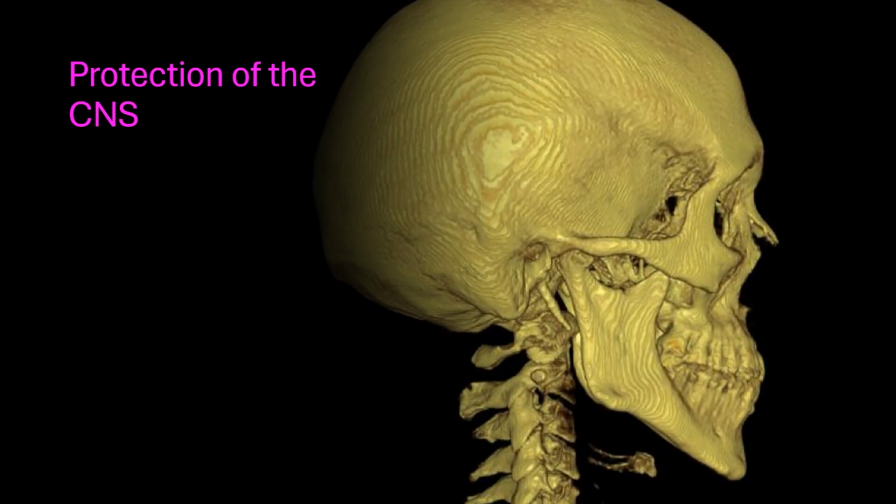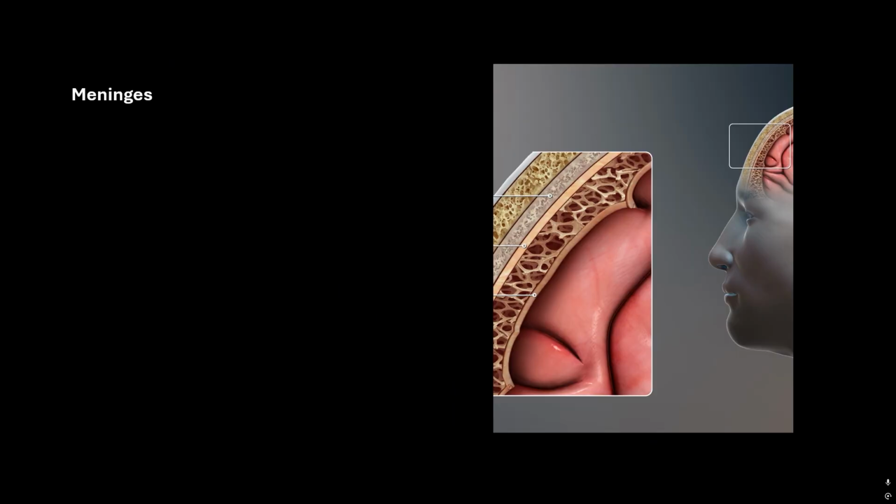So what protects the central nervous system? Well, we've got the skull, as we can see here on the screen, and our vertebrae. The skull and the vertebrae are bony structures that provide physical protection to our central nervous system. And remember, our central nervous system is our brain and our spinal cord. But let's look a little bit deeper than the skull.